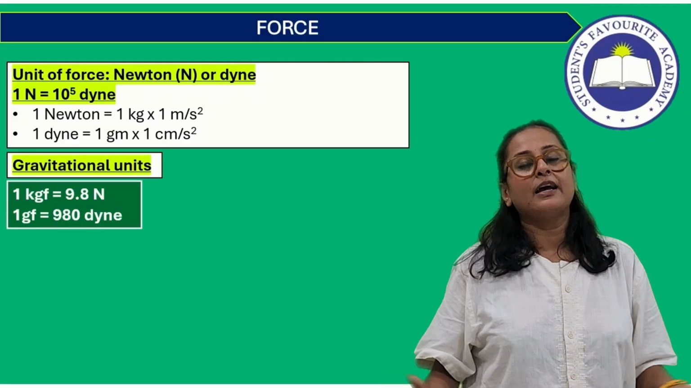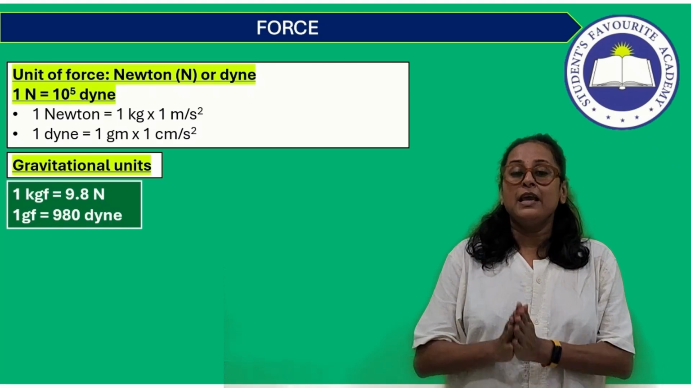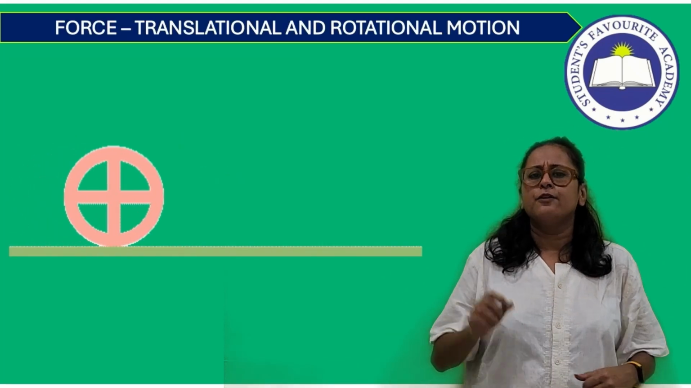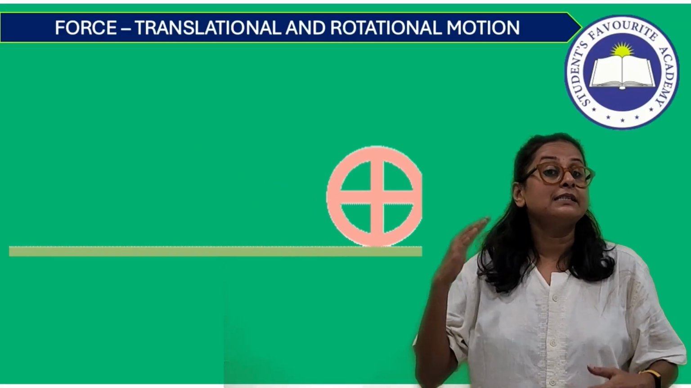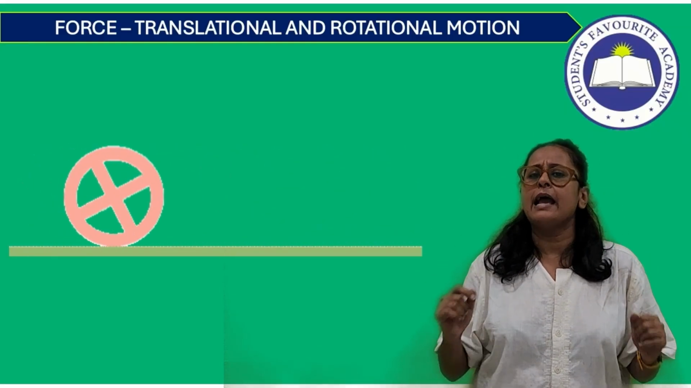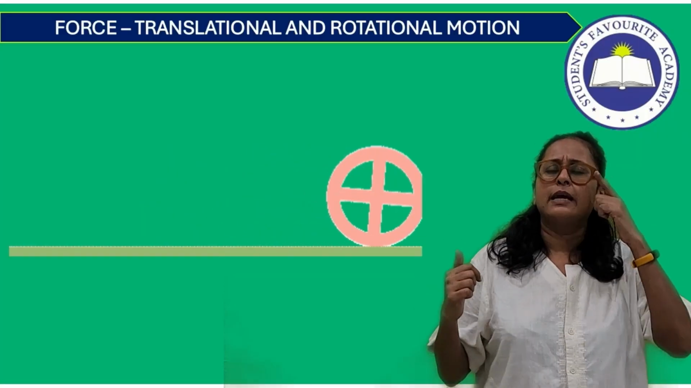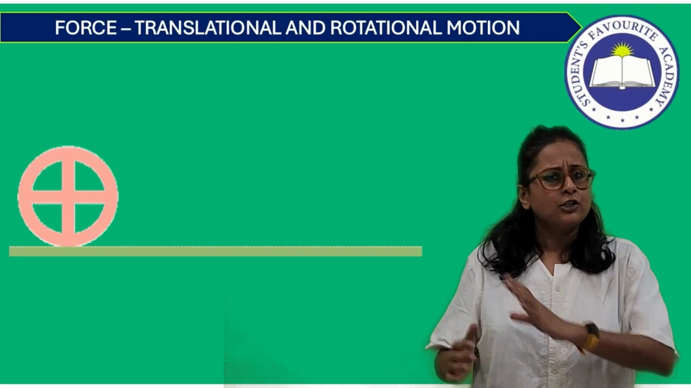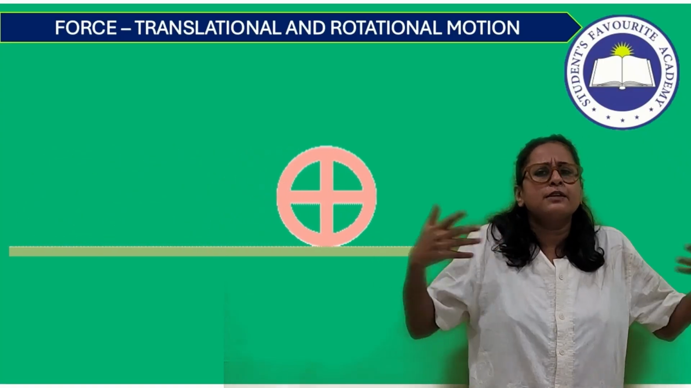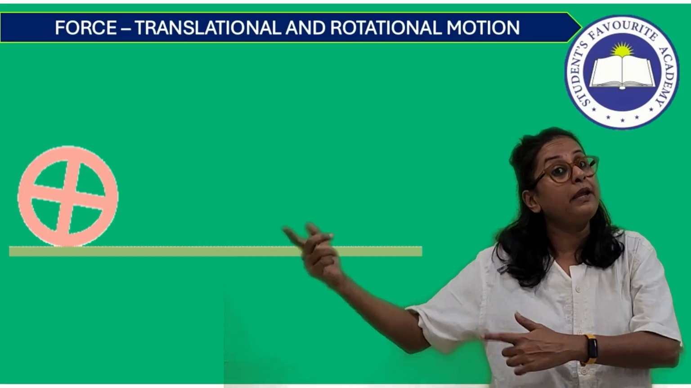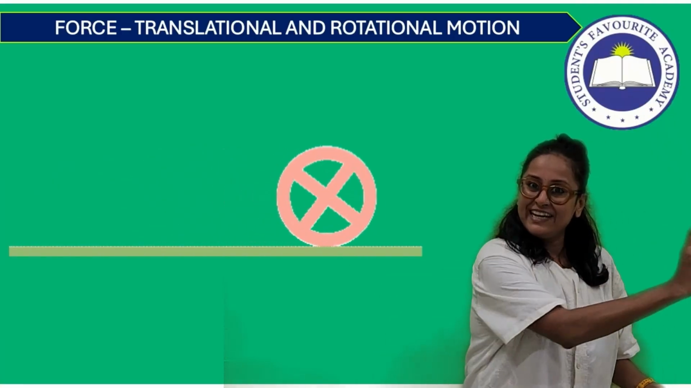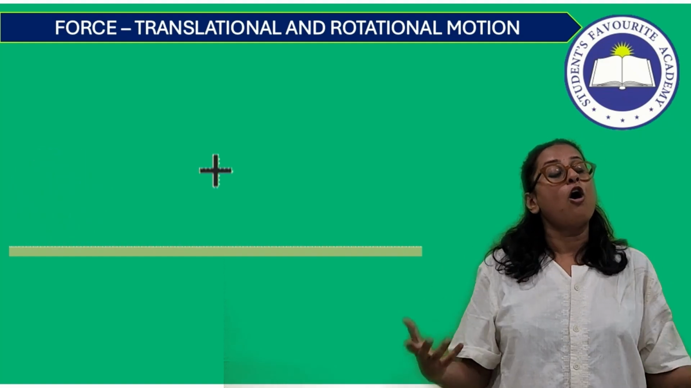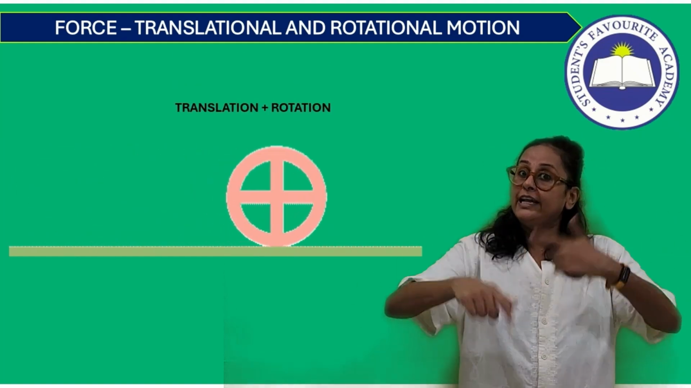Now let us begin with our chapter force. We have to understand a few concepts to understand this chapter better. The first thing we have to understand is the axis of rotation. Now what is the axis of rotation? Let us try to understand. If I have a ball in hand and I apply some force on it, it will move straight. It's a free ball. It can move straight, it can spin. So it is undergoing translational motion, that is in a straight line. We also call it rectilinear motion, and it is also undergoing rotational motion.